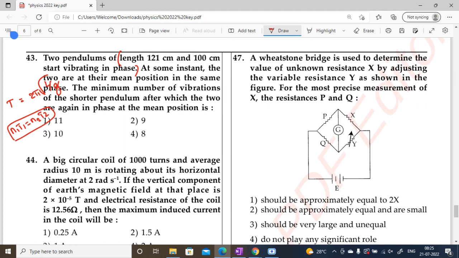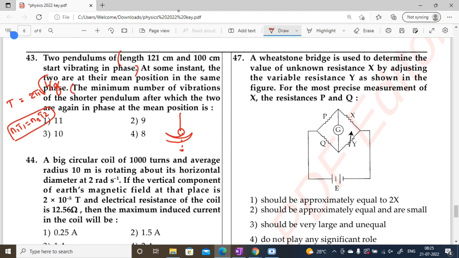So we know that when a pendulum starts to oscillate like this, at some instant the two are at their mean position in the same phase. These two pendulums don't have the same length, so when they oscillate they won't always have the same mean position, but at some instant they do. We have to find the minimum number of vibrations of the shorter pendulum after which they again come in phase at the mean position. It's like how much time after they will be coming again to the mean position.